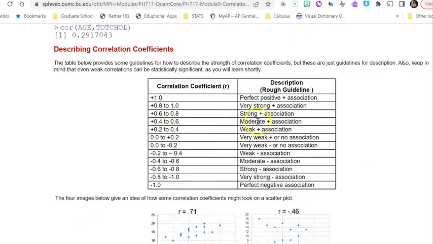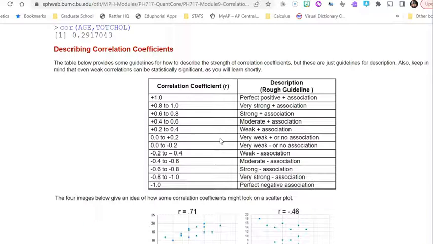0.4 to 0.6 is a moderate relationship. So not strong, but we're getting there. Anything from 0.2 to 0.4 is weak, and 0.0 to 0.2 is very weak or absolutely 0. If you get 0, that means there's absolutely no relationship, no association between the two. So that's just kind of a gauge for you.